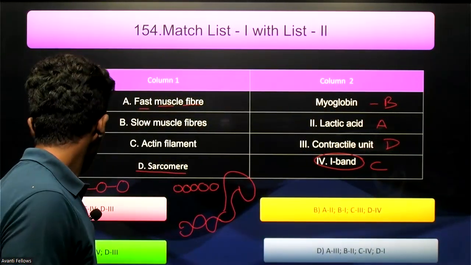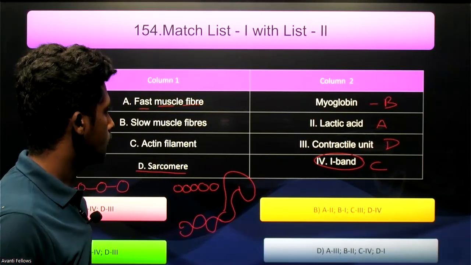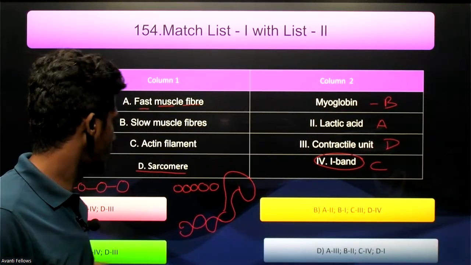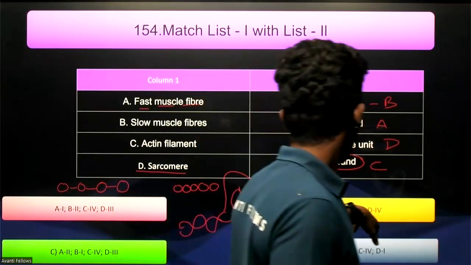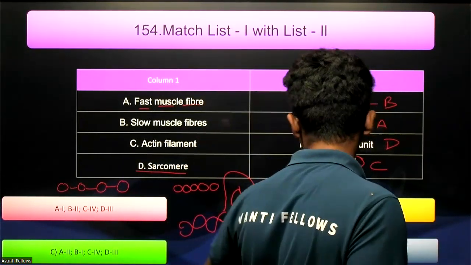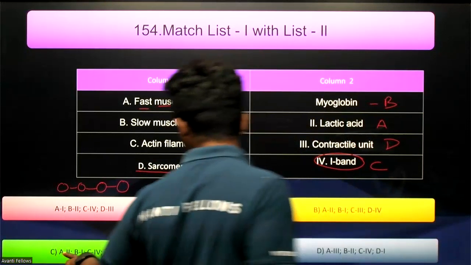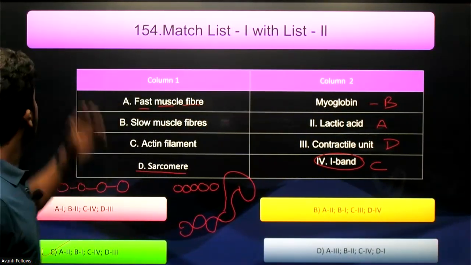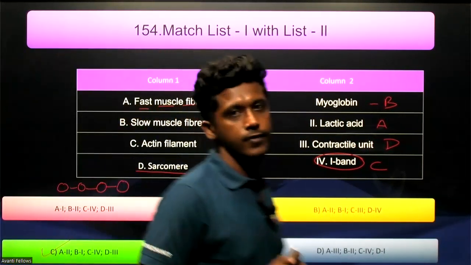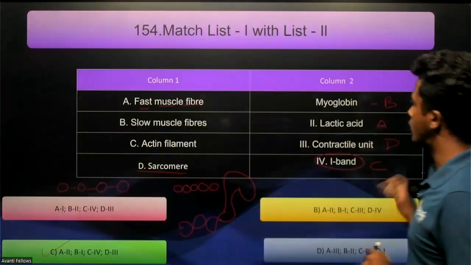So what is the answer? A is 2. B is 1. C is 4. D is 3. So our option is option C for question number 154. Okay, so let's go for the next question.